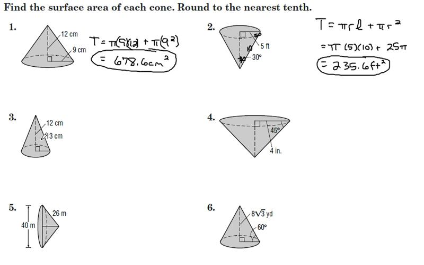For number 3, we have the slant height of 13, height of 12. We need to use the Pythagorean theorem to help us find this radius. Call that x. x squared plus 12 squared will equal 13 squared. x would then in turn be the square root of 13 squared minus 12 squared. And that x then is 5.